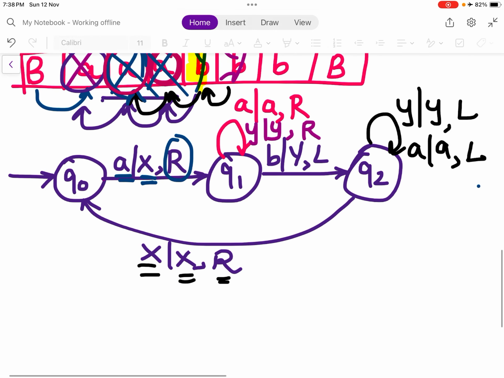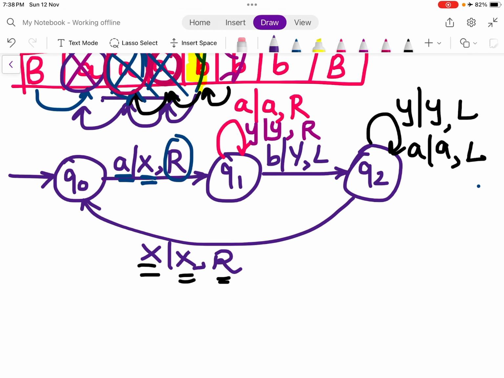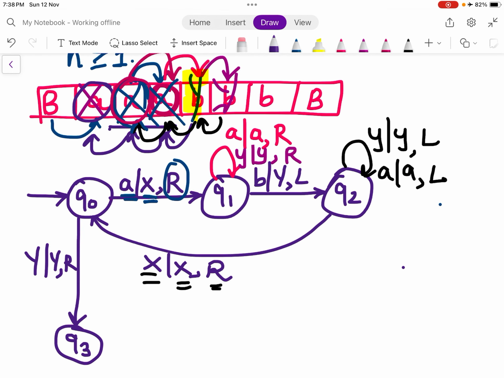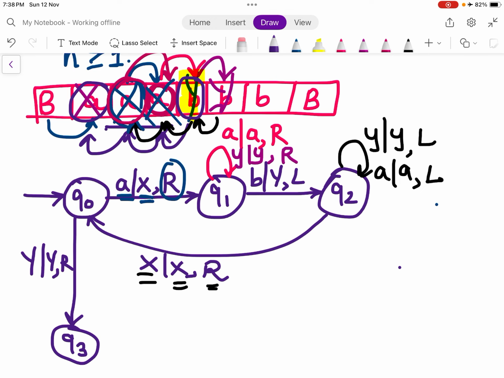Now when you see a Y, that means there are no more a's remaining. So when you see a Y, keep that Y as it is and move in the right direction. This is your Q3 state. On seeing a Y, keep this Y as it is and move right. Again you see a Y, keep that Y as it is and move right.